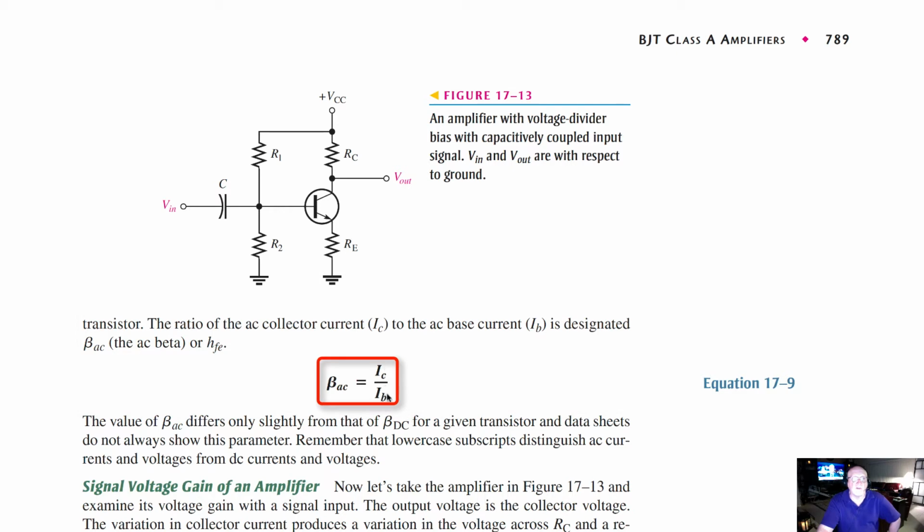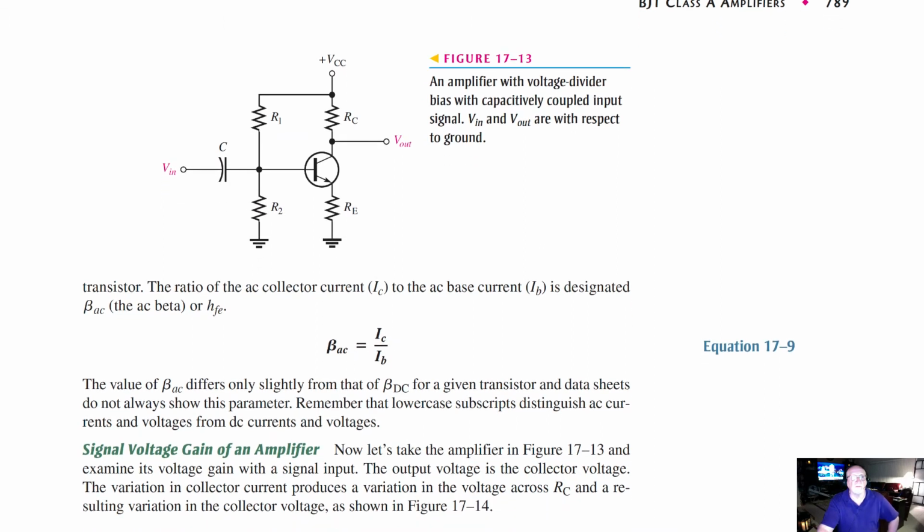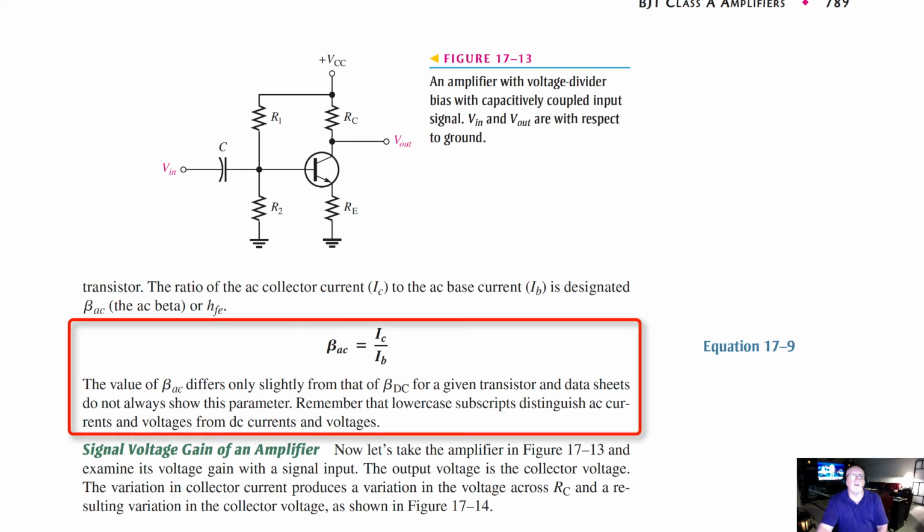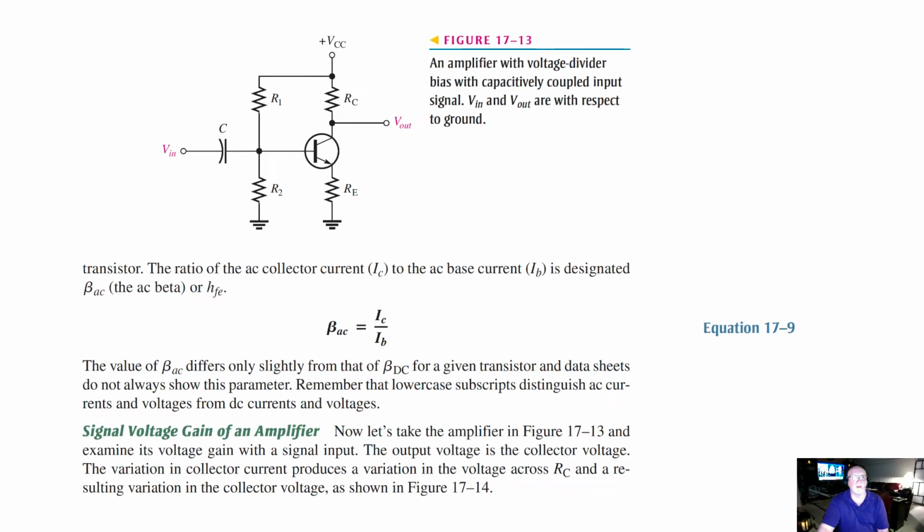And you'll notice they've switched to lowercase script. Again, lowercase script telling you that it's an AC signal. The value of beta AC differs only slightly from the beta DC for a given transistor, and data sheets do not always show this parameter. Remember that lowercase subscripts distinguish AC currents and voltages from DC currents and voltages.